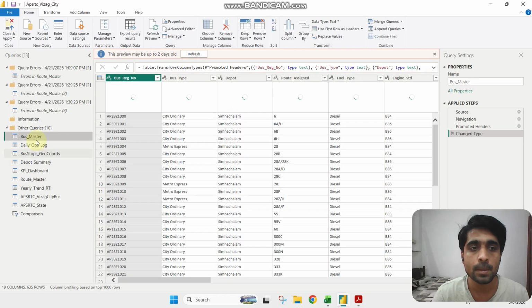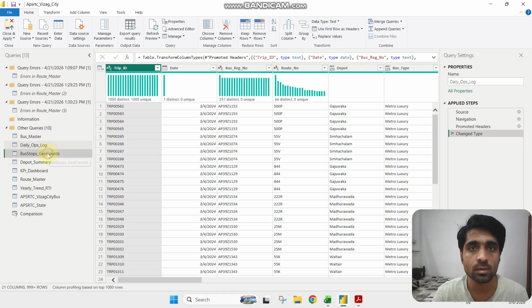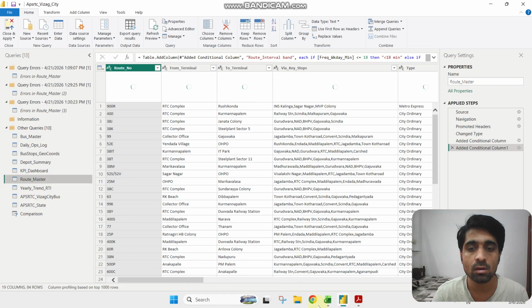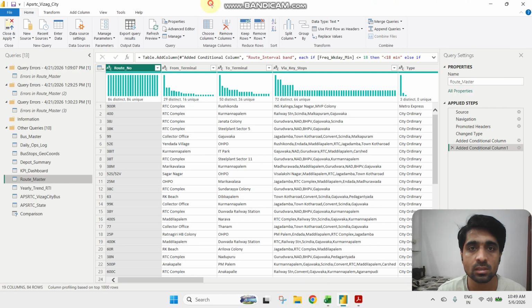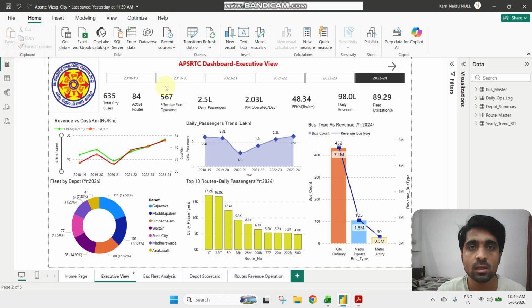See the parameters I have given: bus master, daily ops log, bus stop coordinates, KPI dashboard. All these are from the sheet only, so that's why I did not change any parameter in the original sheet. The uploading of all these sheets and the dashboarding of the sheets will be explained successfully in the coming videos.